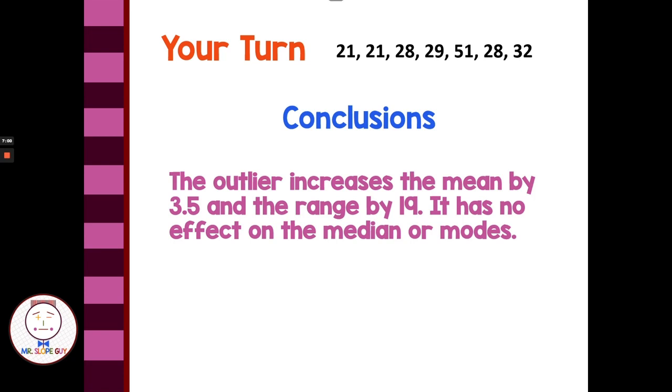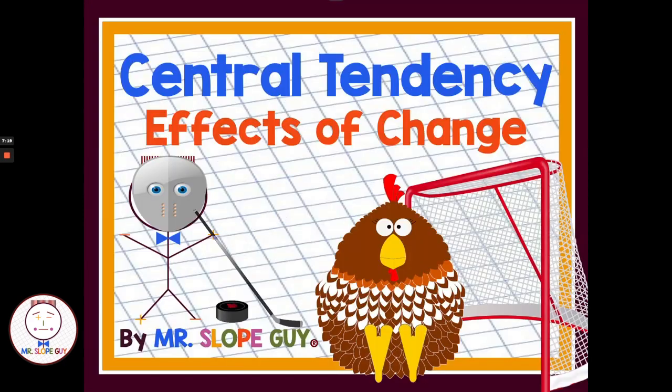And in this case, it also affected your range because you're throwing out a number that's further out or more dispersed than the rest of the data set. So it's not just a matter of calculating mean, median, mode, and range. It's making this kind of statement about the changes that you saw based on removing the outlier. And I hope that helps you guys with looking at the effects of change on central tendency.